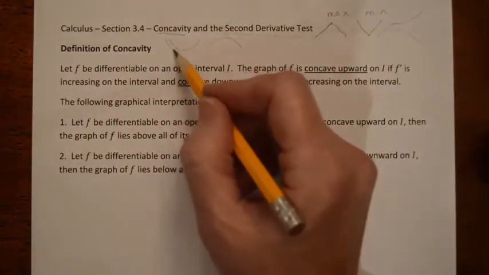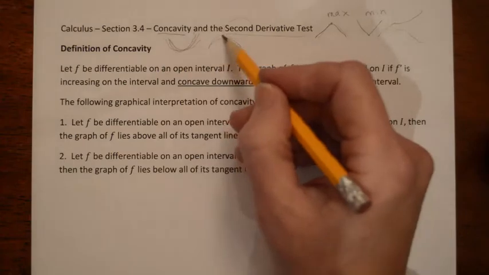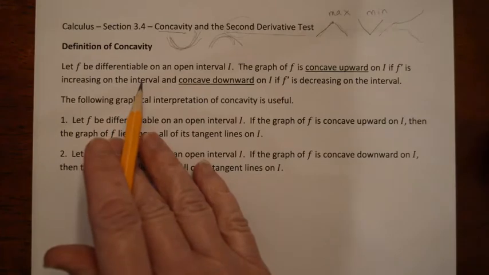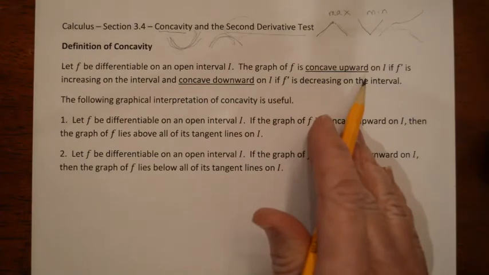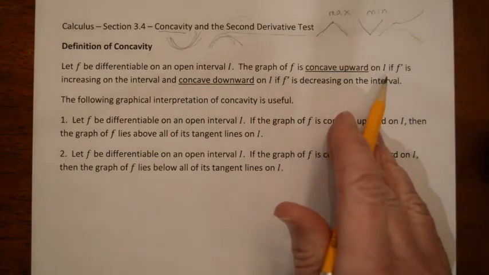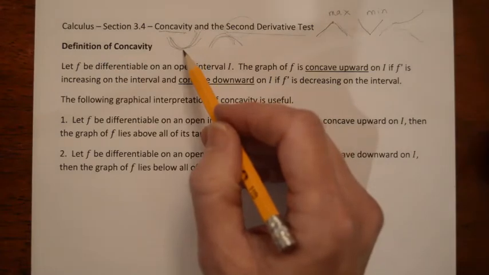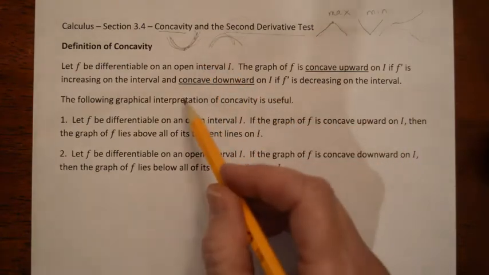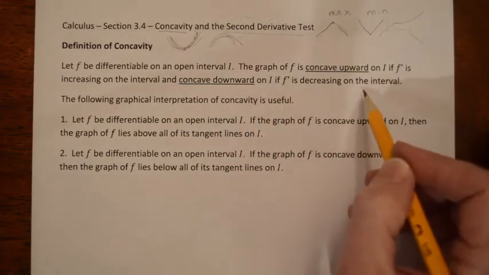So curving up like that, imagine it's a cup holding liquid, and here we've just dumped it out. So curving up or curving down. All right, so let f be a function that's differentiable on an open interval I. The graph of f is concave upward on I if its derivative is increasing on the interval. Again, its slope would be increasing, and it is concave down if its derivative is decreasing on the interval.